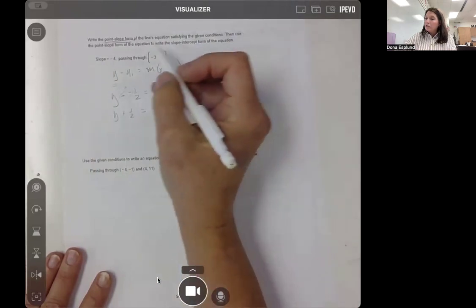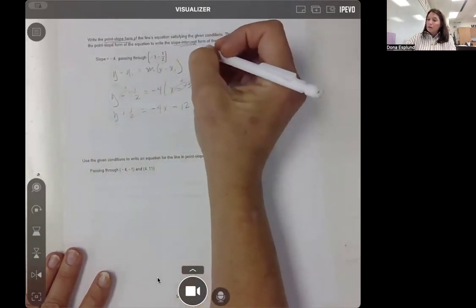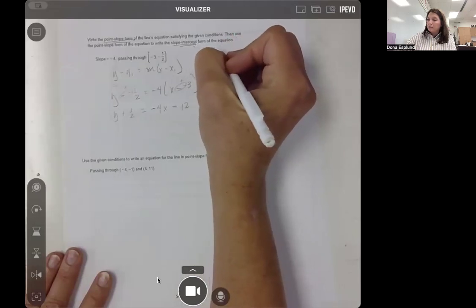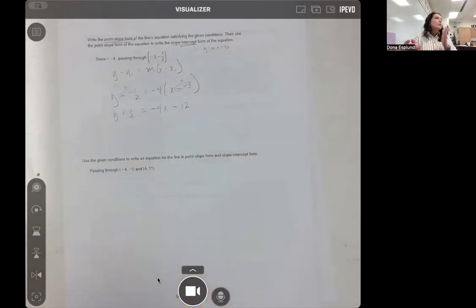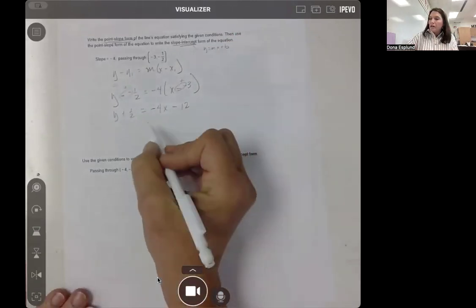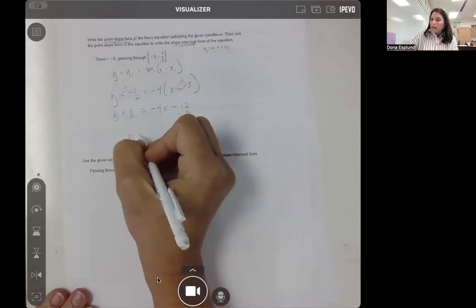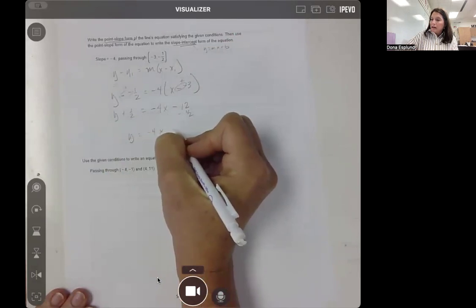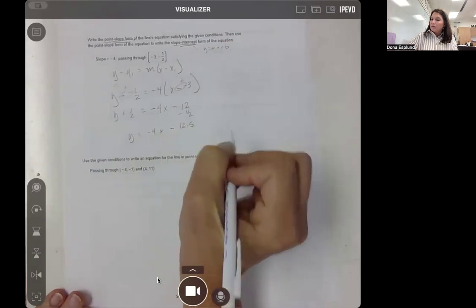And then all I have to do is move on this one. They said then use the point slope form to write it in the slope intercept form. So the slope intercept form is y equals mx plus b. So I'm going to go ahead and move my 1/2 to the other side. So when you're doing your homework, just be careful of what form they're asking for, because that would be one of those things that might trip you up. They might ask for a different form. So all I need to do is move my 1/2 to the side. And so I have y equals -4x, then minus 12.5. Okay.